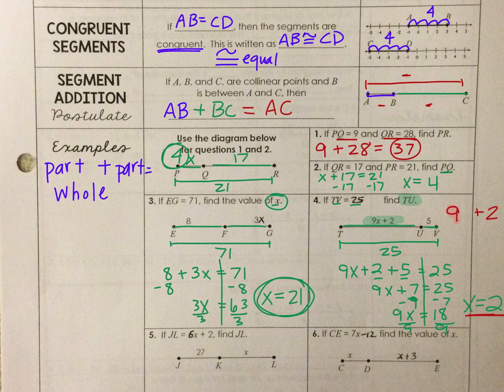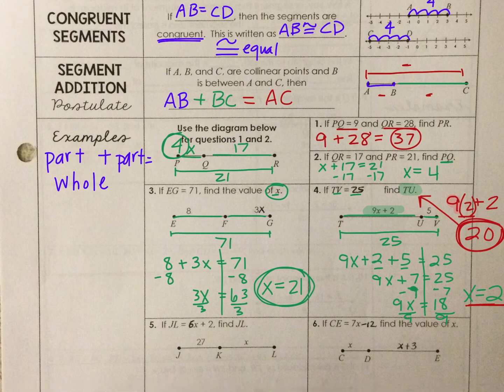So erase that x and put parenthesis 2. 9 times 2 is 18 plus 2 is 20. So TU is 20. So we're just replacing stuff. Let's do number 5 together.